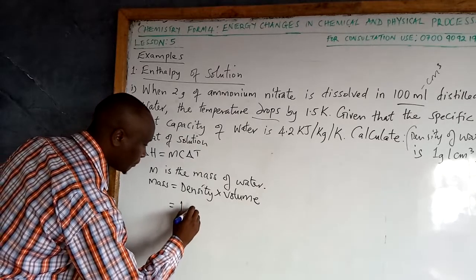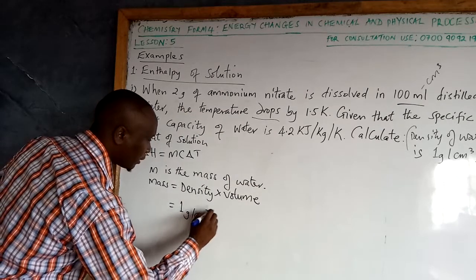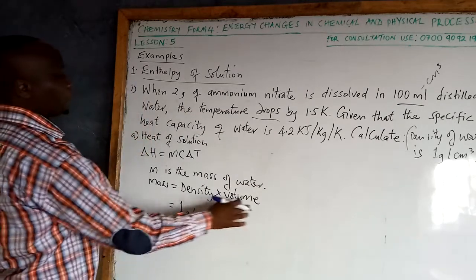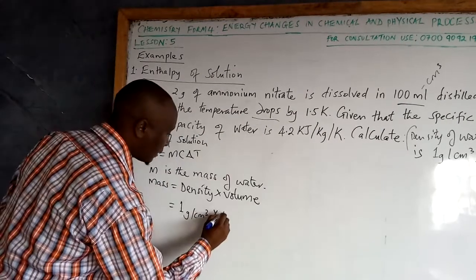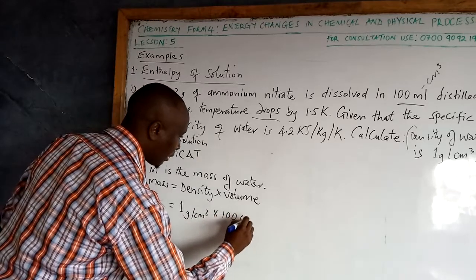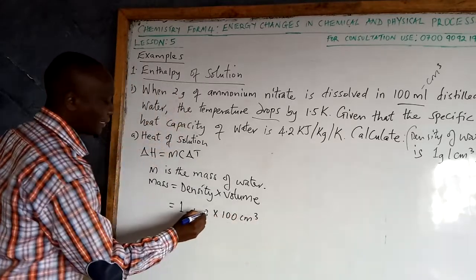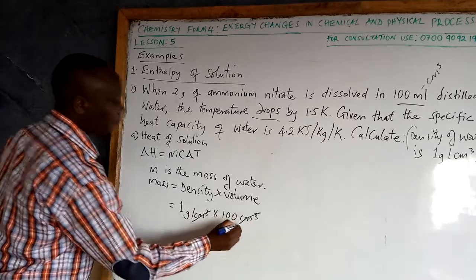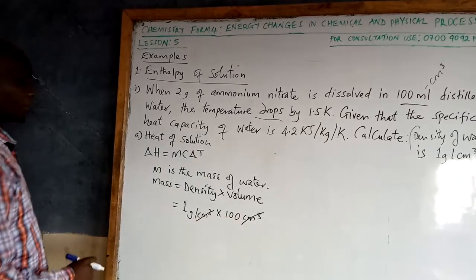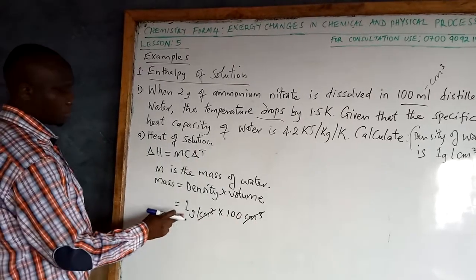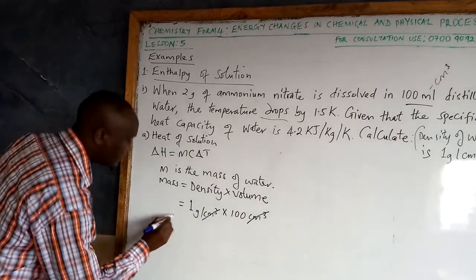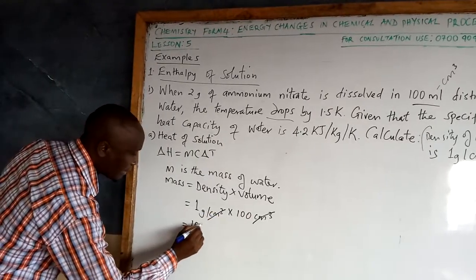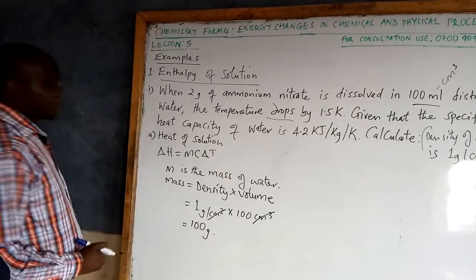1 gram per centimeter cubic times the volume of water, which is 100 centimeter cubic or 100 ml. So per centimeter cubic cancels with centimeter cubic. Therefore the mass is going to be 1 gram times 100. That gives us 100 grams.